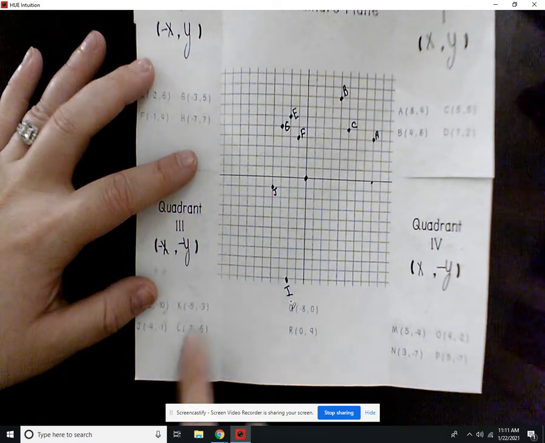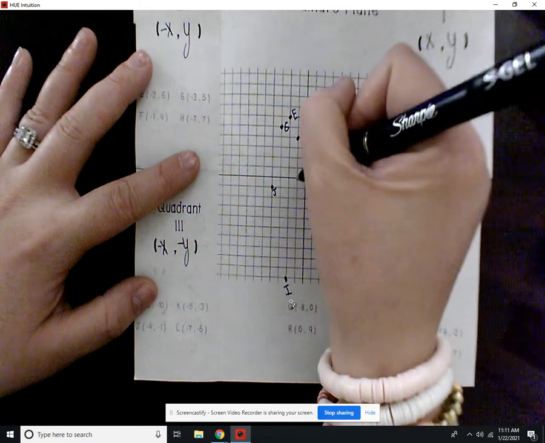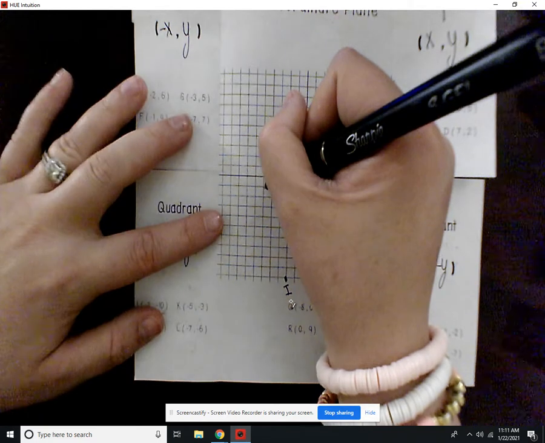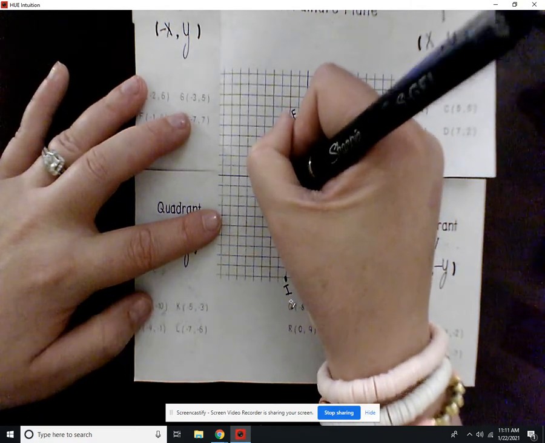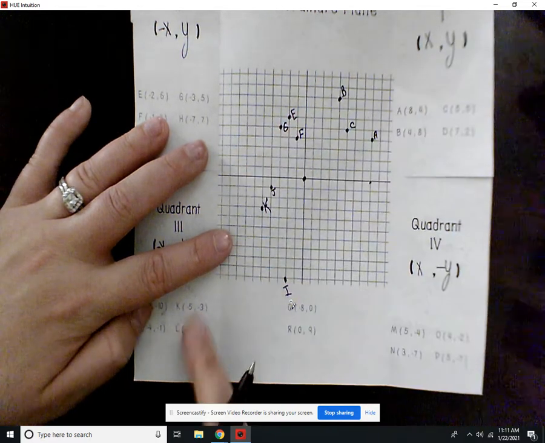Okay, K, negative 5, negative 3. So again, start from the center, negative 5 is to the left. 1, 2, 3, 4, 5. Negative 3 is down. 1, 2, 3. Oop, and that is letter K. And I want you to try letter L by yourself.